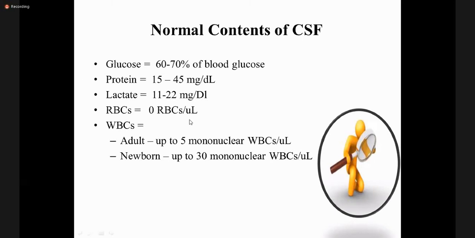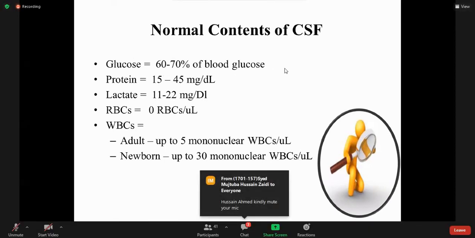But all other substances will remain in the normal, fixed range if CSF is normal. If proteins, lactates, RBCs or WBCs change in amount within the CSF, that means there is some abnormality. But if the amount of glucose is changed, then first you check the amount of glucose in the blood.